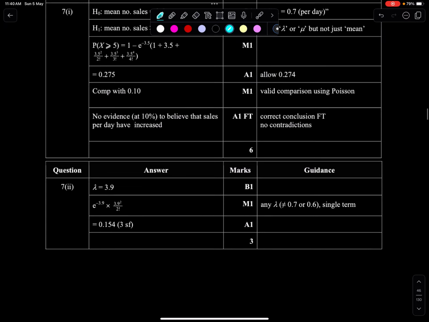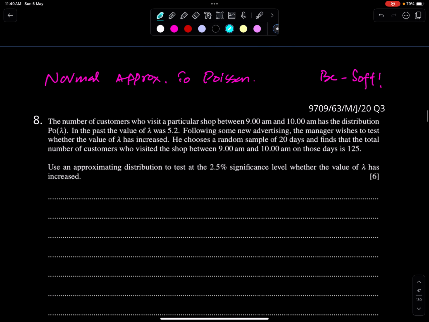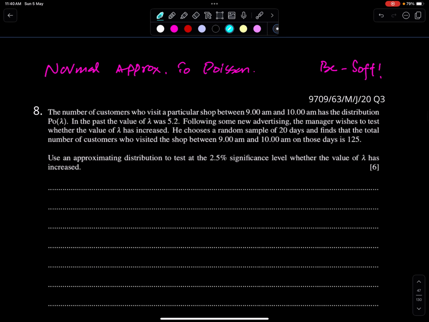Next question. This is normal approximation to Poisson. Very important concept. I will discuss this in my next lecture, inshallah.